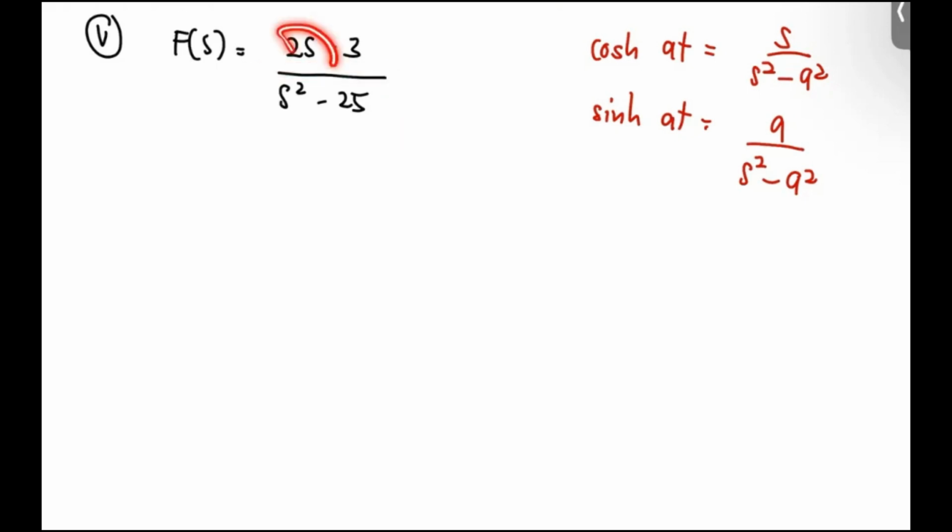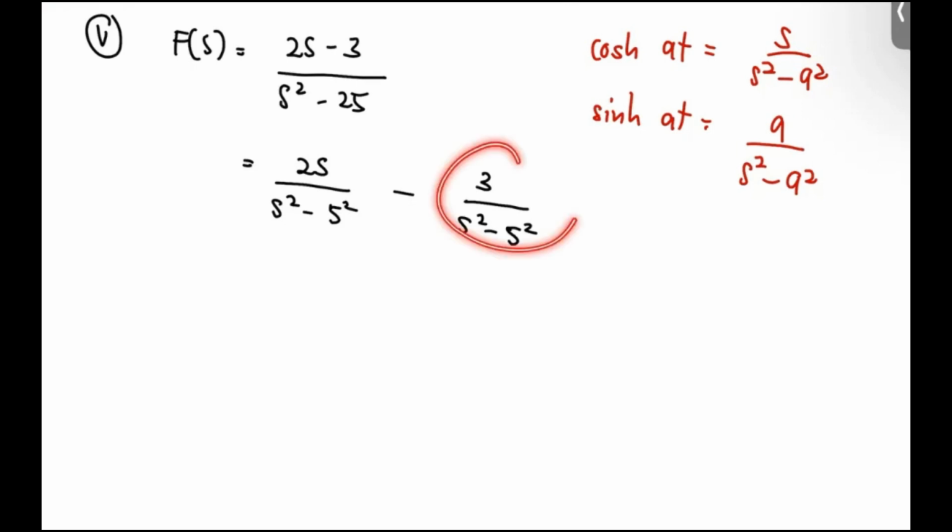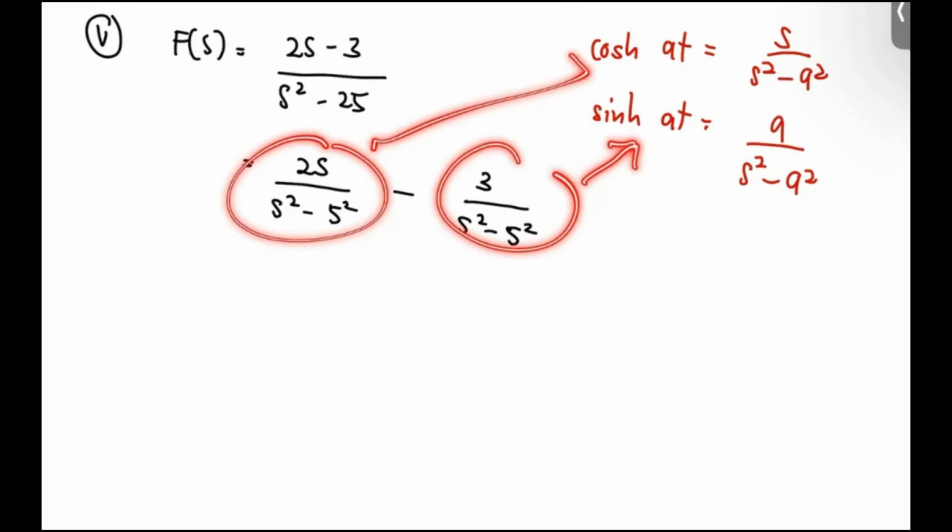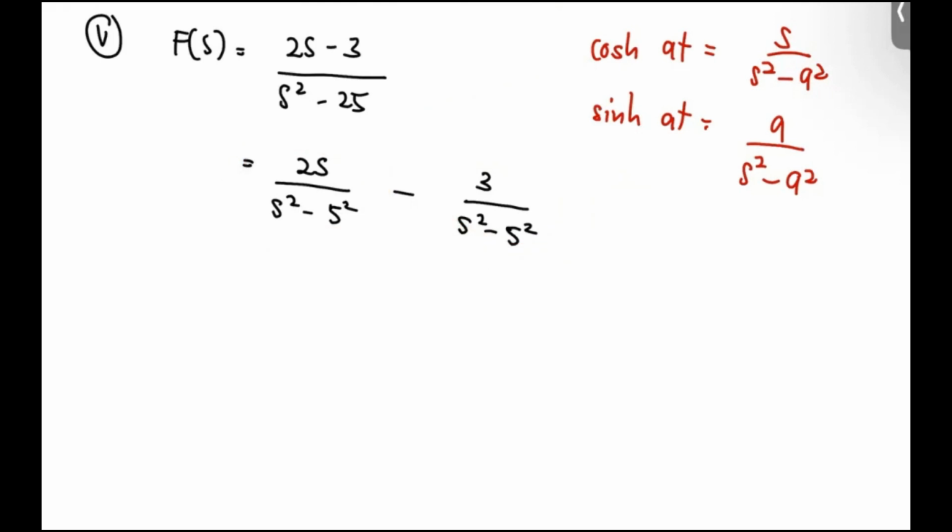Okay, now we have 2s and 3, so you need to break down the fraction. Let's break down this fraction as 2s over s squared minus 25, where 25 is 5 squared, minus 3 over s squared minus 5 squared. And now this one should be sine, this one should be cos. So inverse Laplace of 2s over s squared minus 5 squared minus 3 over s squared minus 5 squared.